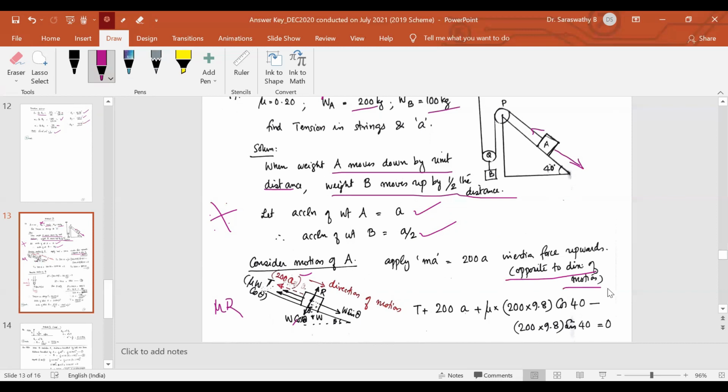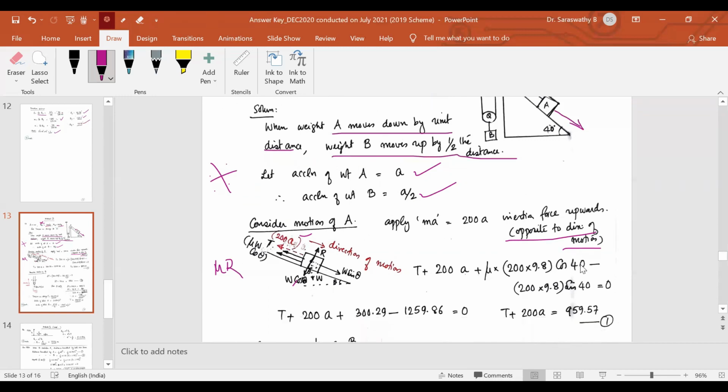Now the system is brought to dynamic equilibrium. Write down the equation along the plane. Along the plane, the forces acting are T in the upward direction, mu R in the upward direction, and 200A in the upward direction. The only force the other way is W sin theta downward. So T plus 200A plus mu W cos 40, where W is 200 into 9.8, minus W sin 40 is equal to 0. You substitute cos 40, sin 40, etc., and you will get an equation: T plus 200A is equal to the first equation.